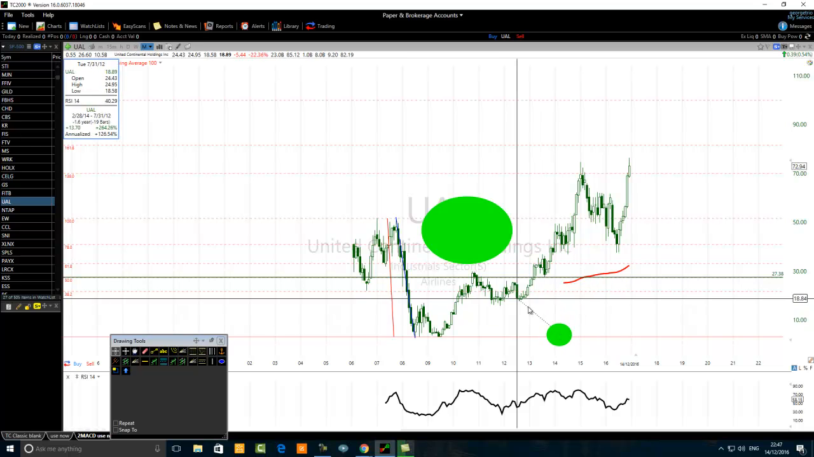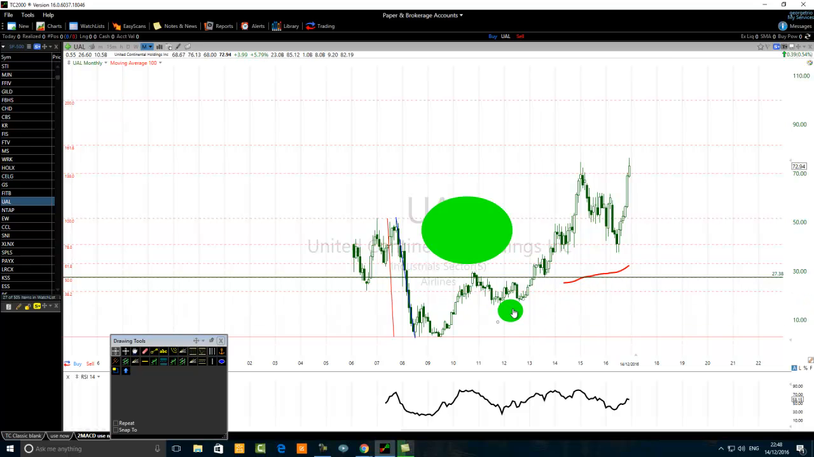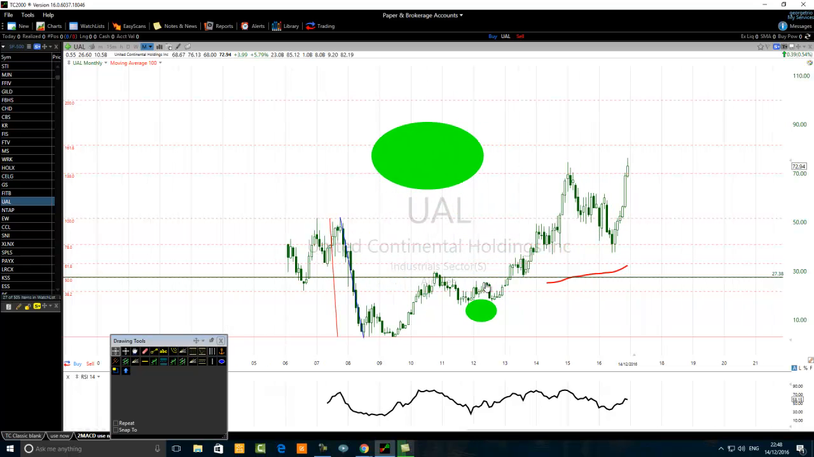As you can see on this chart, we are looking at UAL. UAL is a stock listed on the S&P 500. It's an American stock, United Continental Holdings. The epic is UAL, Uniform Alpha Lima.